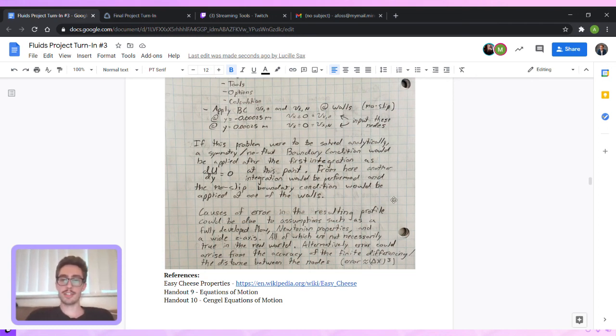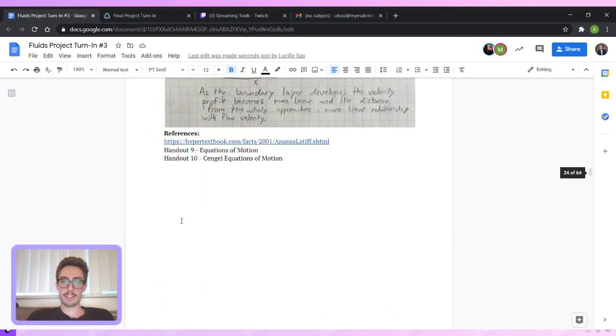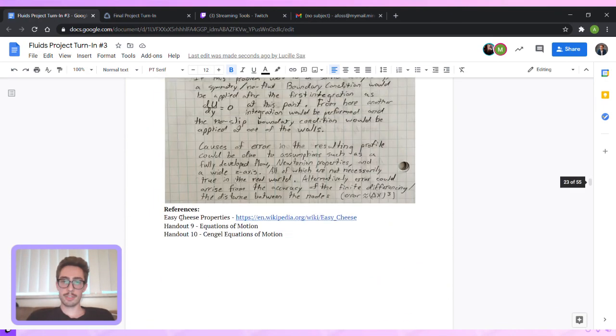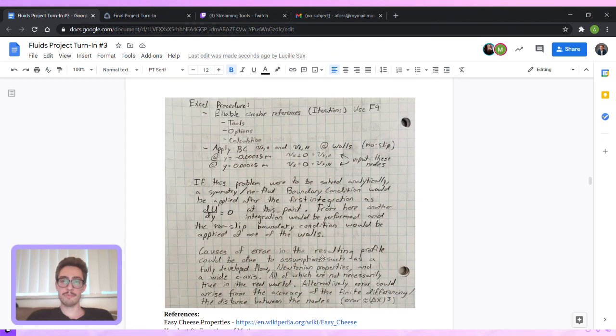Causes of error in this calculation that we did could be due to the assumptions we used, such as a fully developed flow for an aerosol can, as well as Newtonian properties. These are not necessarily true in the real world, and these can lead to error. Additionally, error can result from the accuracy of the finite differencing used, and this is due to the distance between the nodes. This is not a continuous equation like the analytical solution.